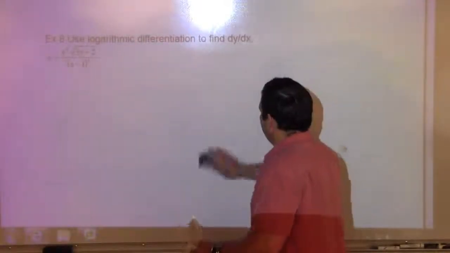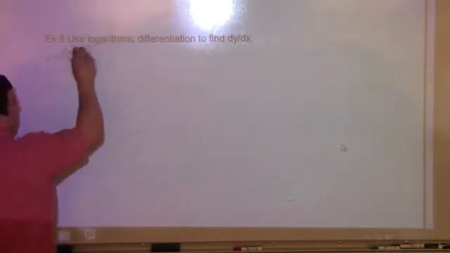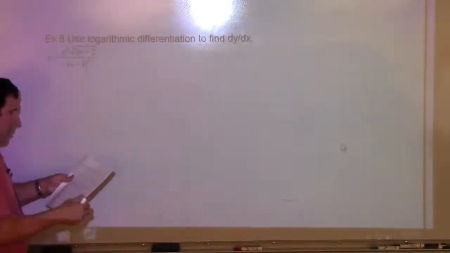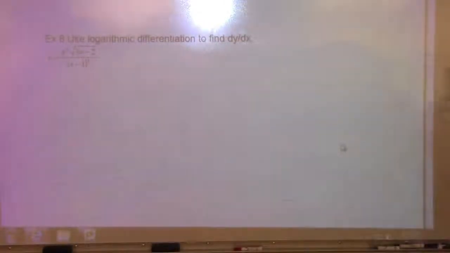So as it sits, this is a pretty messy problem. You could do it. You've got a product rule, you've got a quotient rule going on, you've got chain rules going on. It could be done though. I'm going to scroll this up to give me a little bit more board space to work.